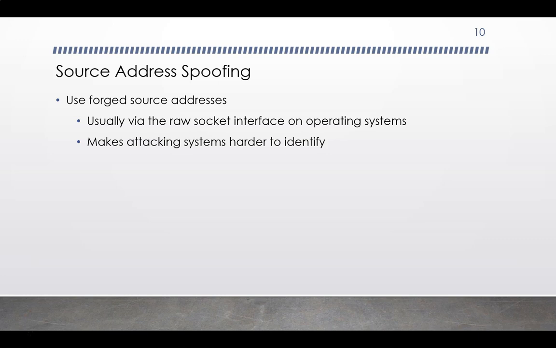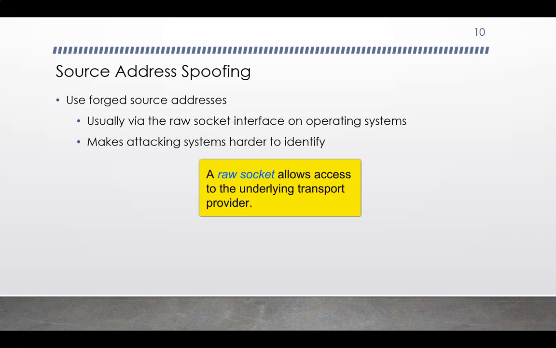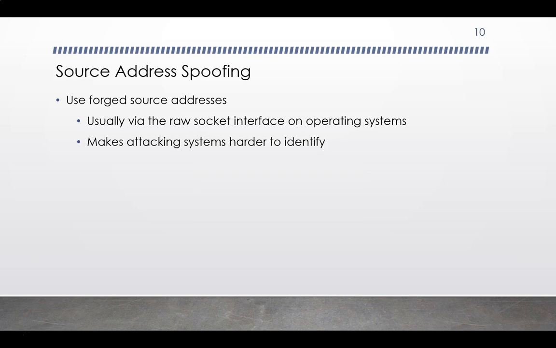The use of packets with forged source addresses means the attacking system is much harder to identify. The attack packets seem to have originated at addresses scattered across the internet. The way the attacker forges the source address is usually via the raw socket interface on an operating system. A raw socket is a type of socket that allows access to the underlying transport provider.